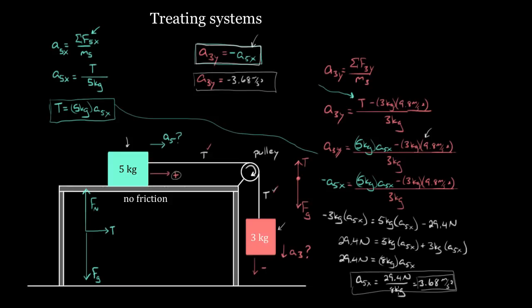And then 8 kilograms down here, you might be like, wait, 8 kilograms, that's just 5 kilograms plus 3 kilograms. Is that just a coincidence? Or is this telling us something deep and fundamental? And it's not a coincidence. Turns out you'll always get this.